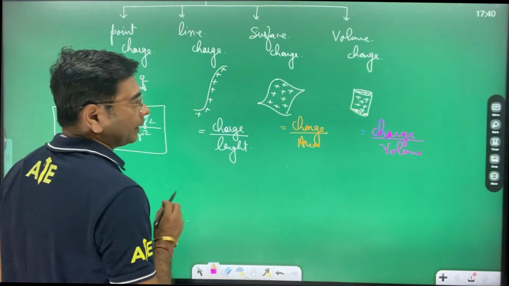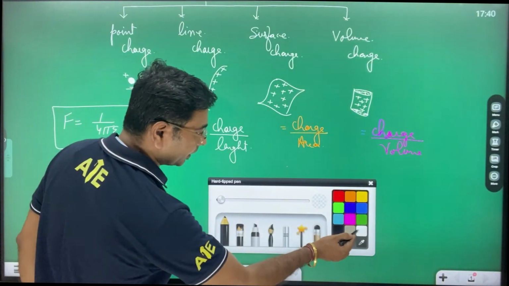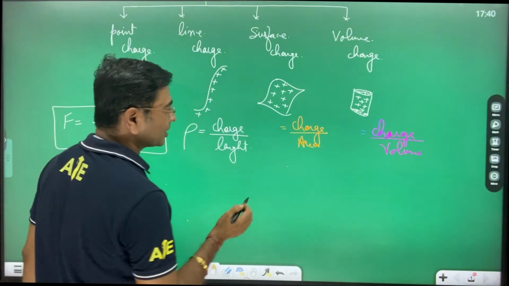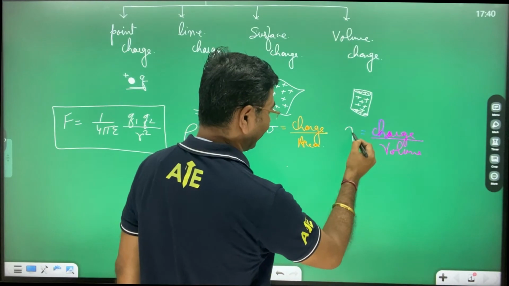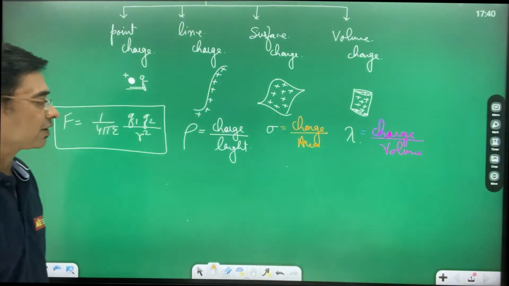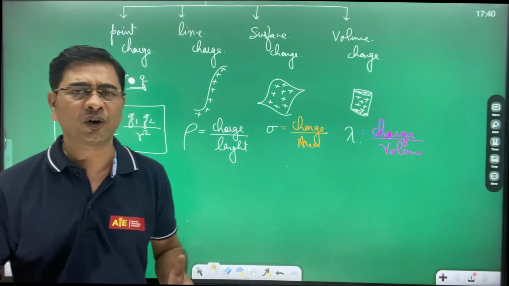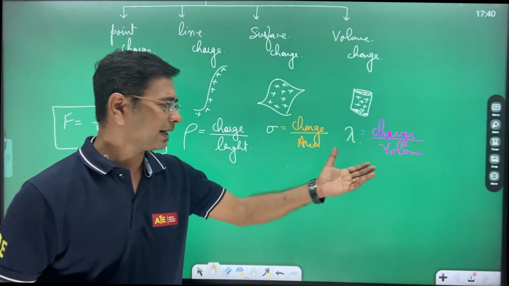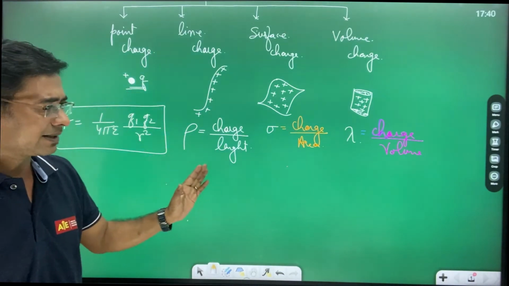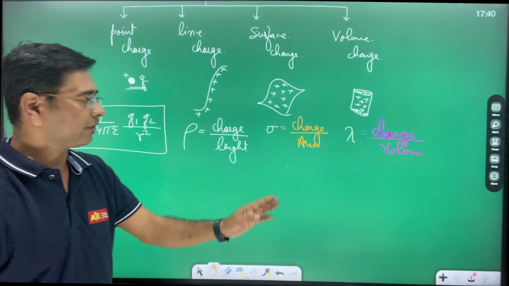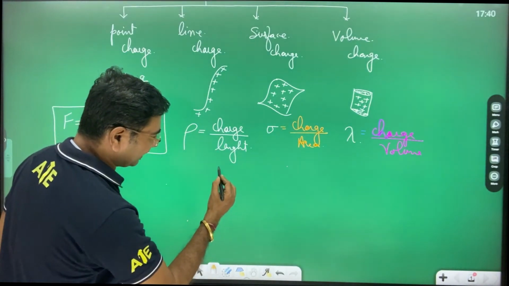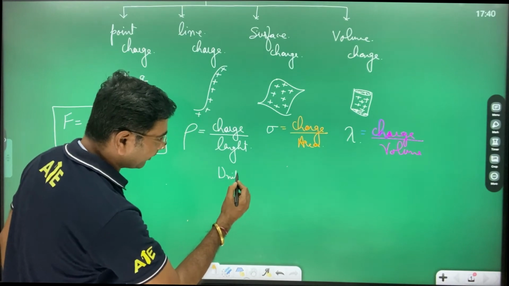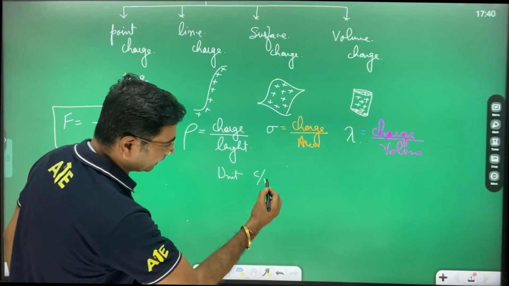So this is my rho, this is sigma, and this is my lambda. So these three representations are used, meaning various books follow various representations, right? You can take any representation, but if you go with the standard Indian authors, they prefer this one, okay? So once you talk of charge per unit length, immediately the unit becomes coulomb per meter.